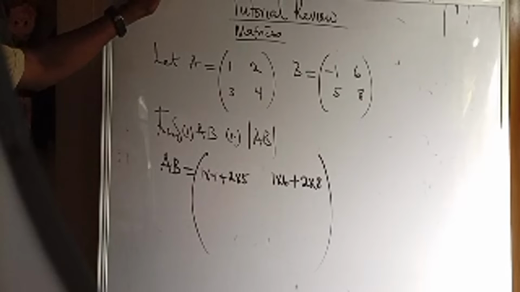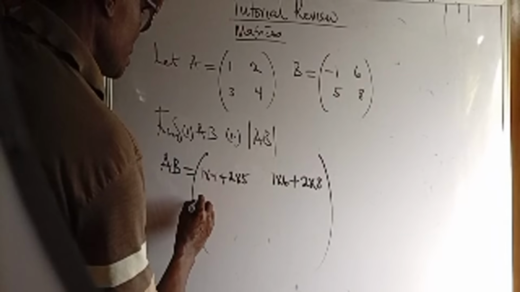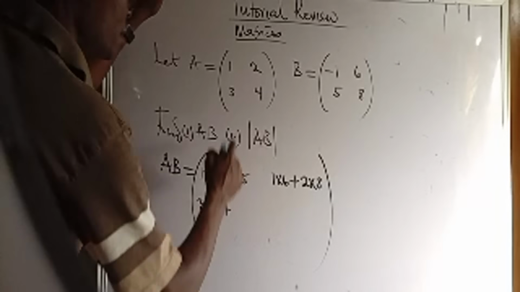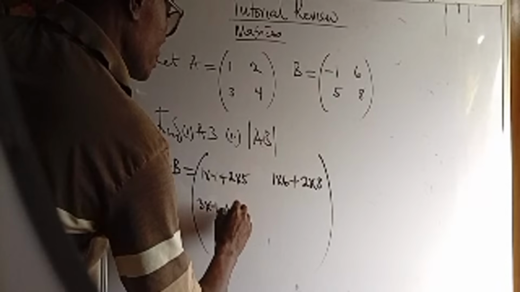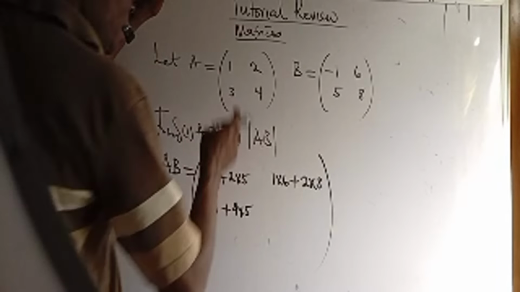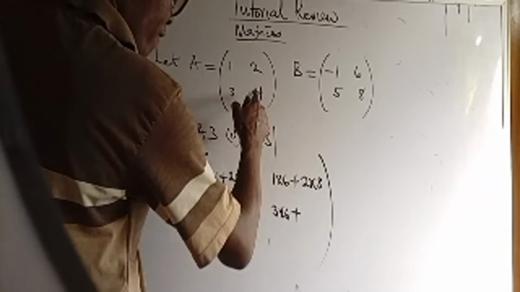Now the next: 3 times minus 1 plus 4 times 5. That's done. Then 3 times 6 diagonally, plus 4 times 8.